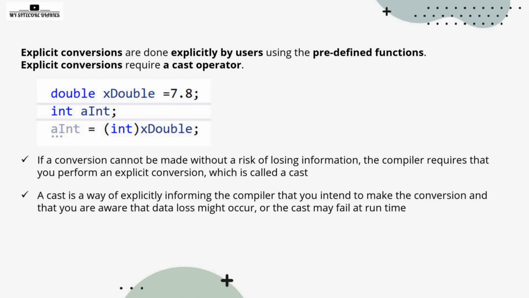A cast is a way of explicitly informing the compiler that you intend to make the conversion and that you are aware that data loss might occur or the cast may fail at runtime. So you are doing it explicitly and explicitly telling the compiler. It can also fail when you run it. At compile time it will compile, but at run time it may throw an error.